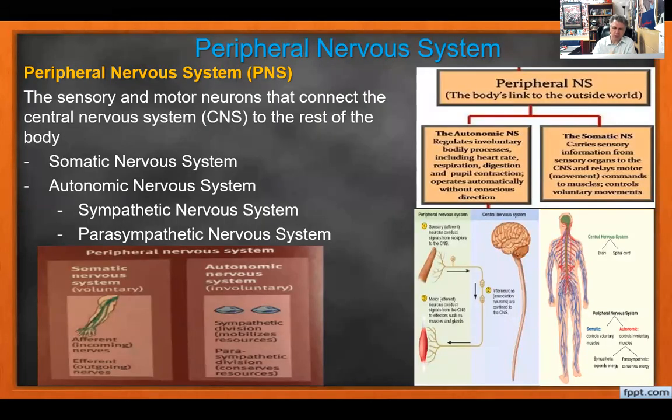Now your peripheral nervous system. If the central nervous system is this guy right here in green, the brain and the spinal cord, your peripheral nervous system is everything outside of it, on the periphery. So here's my central nervous system. On the periphery of the central nervous system is the peripheral nervous system. Within it, there are two, well, actually four, but two branches: the somatic nervous system and the autonomic nervous system.